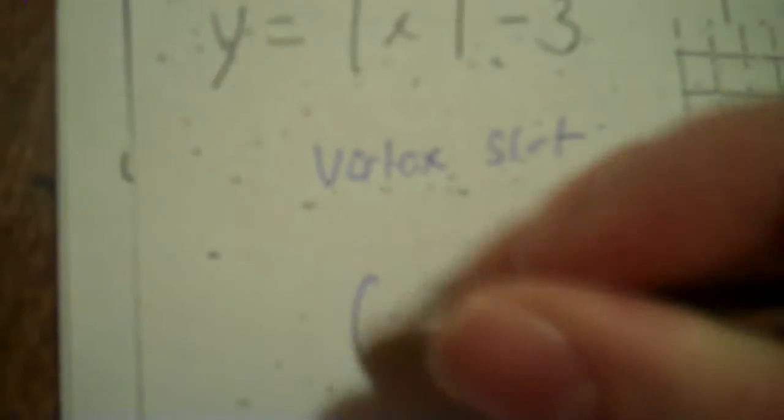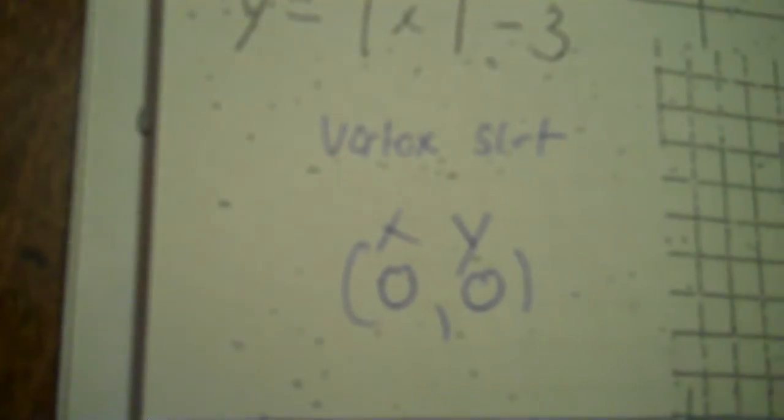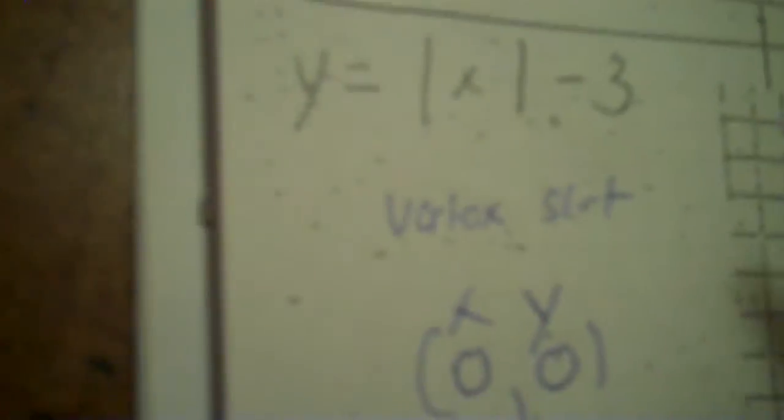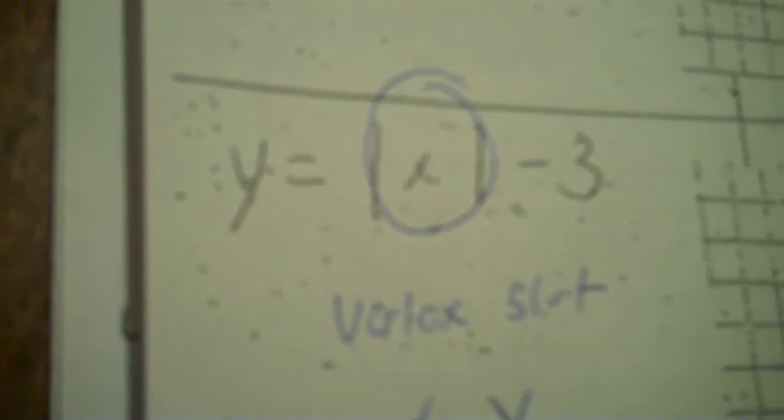Okay, y equals the absolute value of x minus 3. So vertex start, and then the vertex finish. So the vertex start will always be 0, 0. But don't graph that. Don't graph the vertex start. Now, do you have any operations inside of the absolute value? You don't. So the x will stay at 0. But outside the absolute value, we have a minus 3. So we do same to the y.